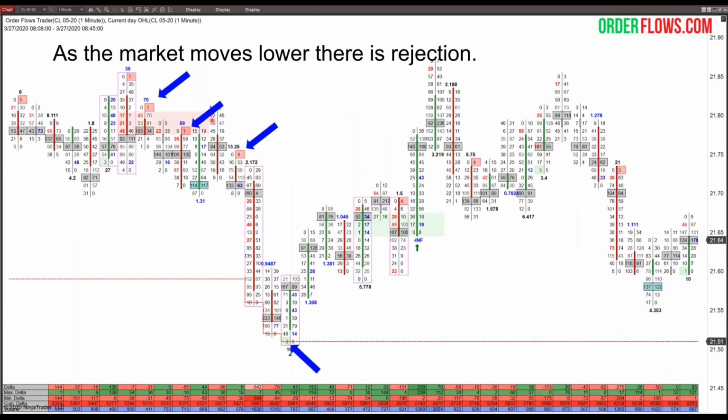So as the markets move lower, there's price rejection, right? We got a nice stack selling imbalance in here. We got 3 imbalances, right? We trade up through it, price rejection, okay? I'm getting short.